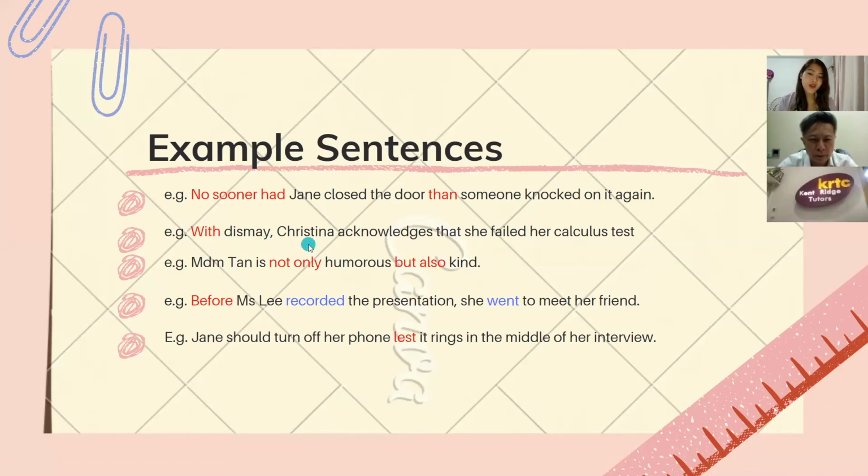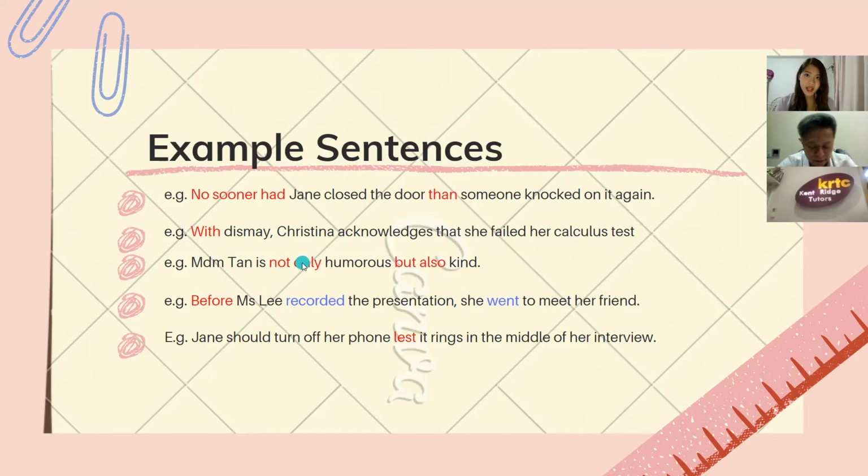With dismay, Christina acknowledges that she failed her calculus test. Okay, so with questions, like I said, you need to pay attention to the main subject. The main subject here being Christina, one person. Okay, so as you can see, acknowledges is with the ES. Okay, that she failed her calculus test. So probably the question was something like, Christina was dismayed with an ED when she acknowledged with an ED that she failed her calculus test.